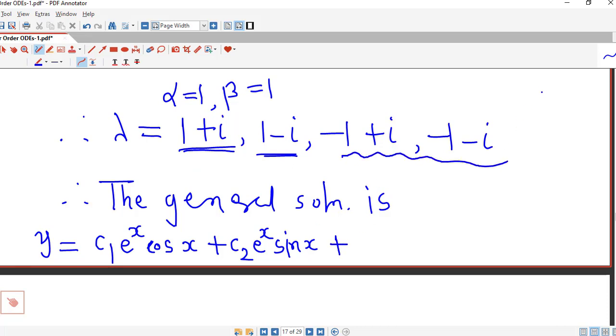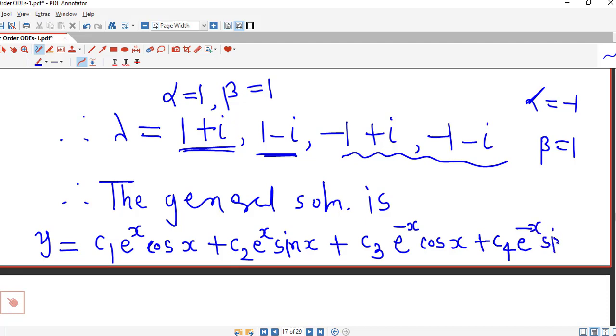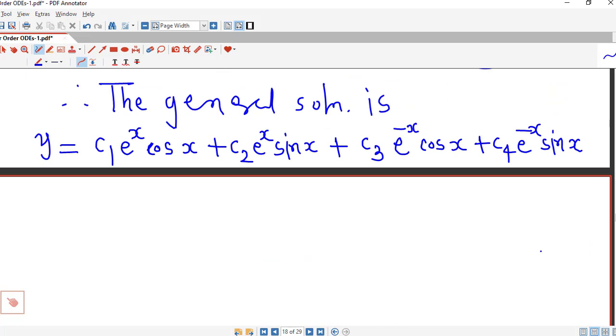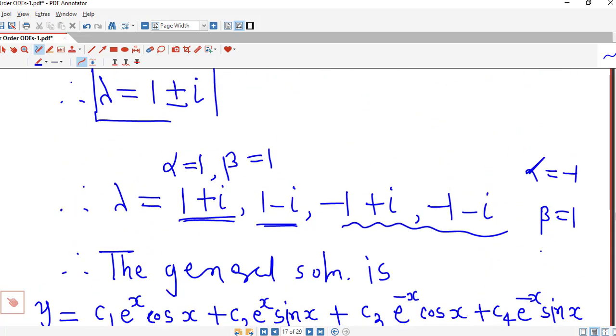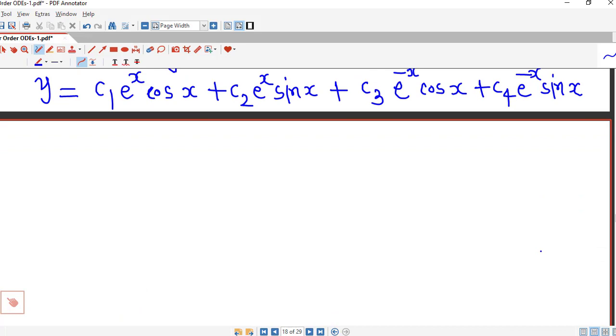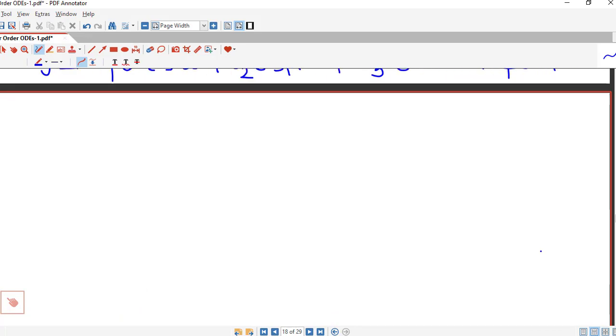Similarly, for this pair alpha is minus 1 and beta is 1. So c3 and c4 are used: c3 e^(αx) cos βx, that is e^(−x) cos x, plus c4 e^(−x) sin x, and c1 to c4 are arbitrary constants. In this way we can use this method to find the solution of homogeneous linear equations.